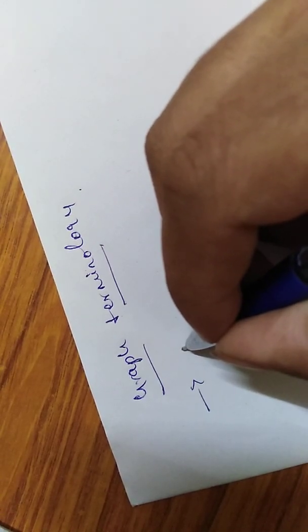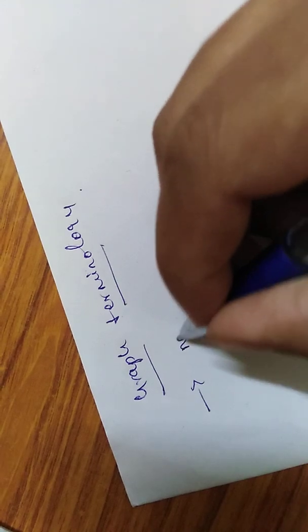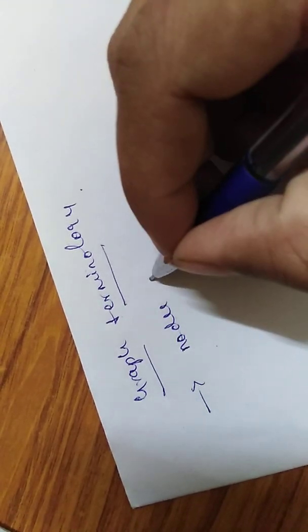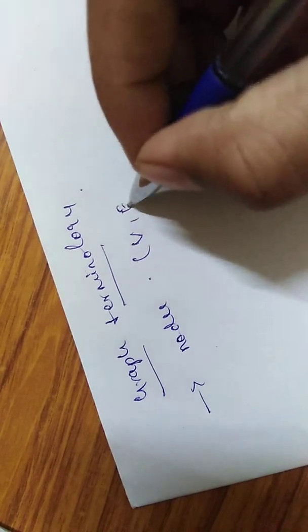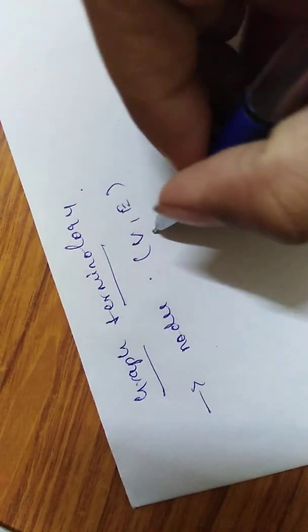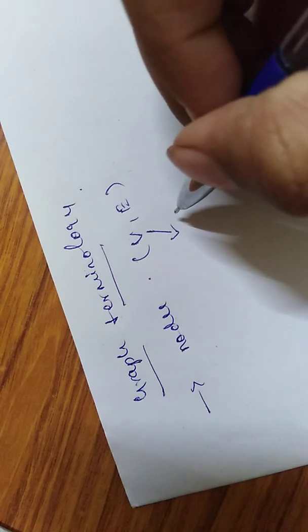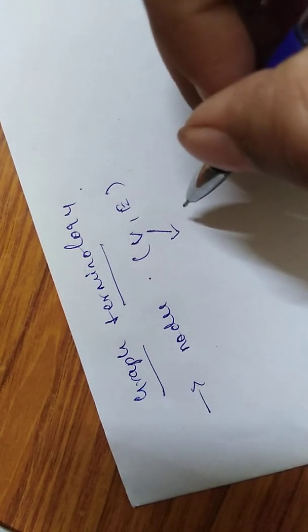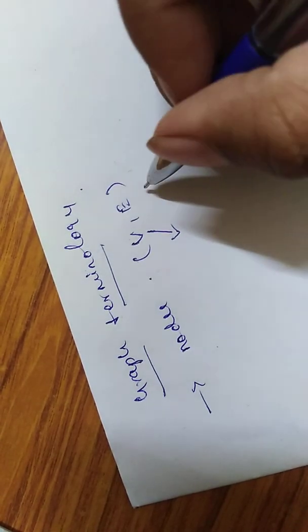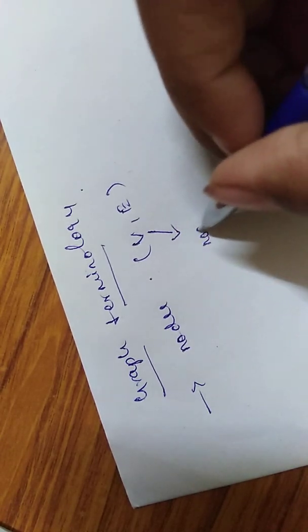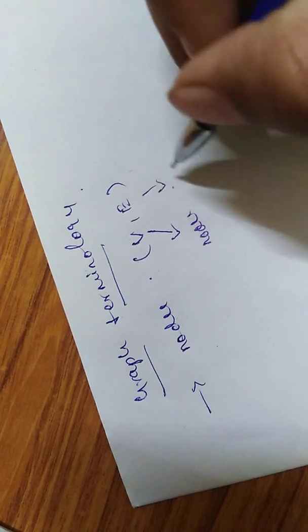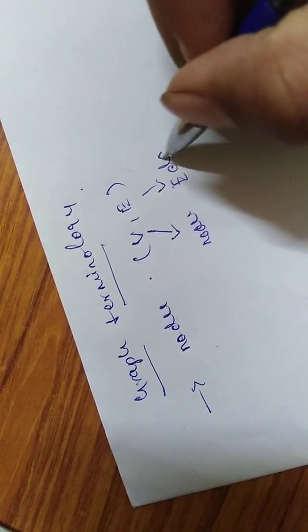It is a directed graph. It is a set of nodes, using V and E. This V we can call the nodes, and E we can call the edges.